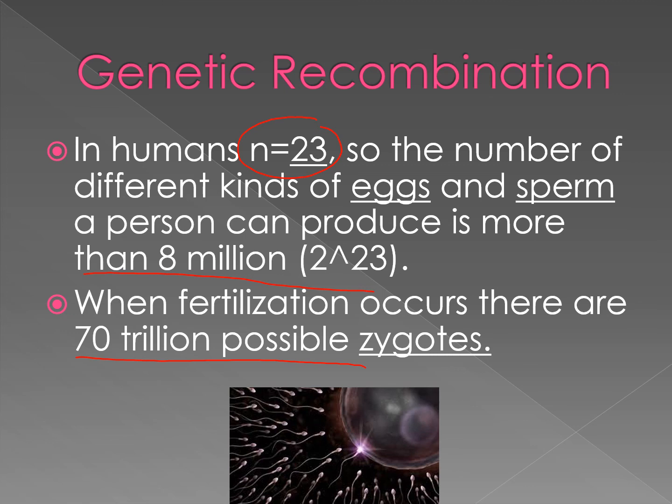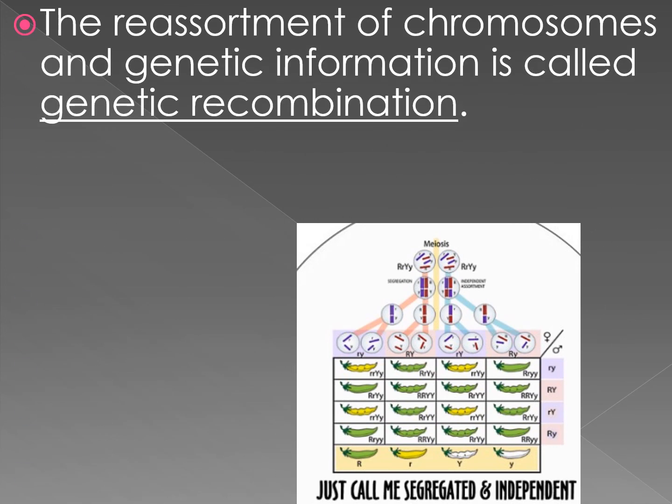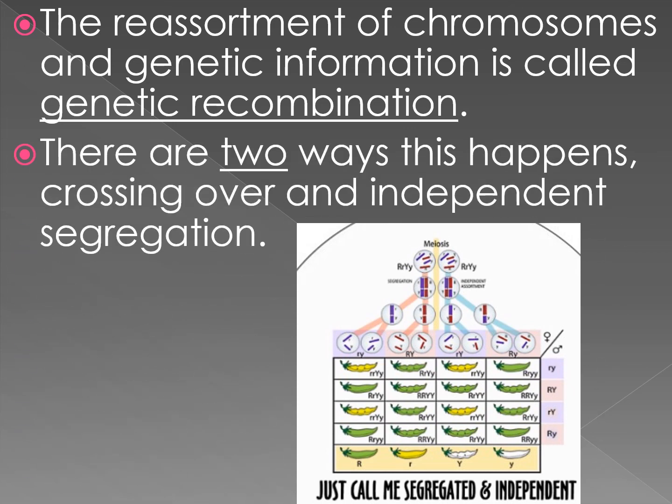We can't even imagine what we would look like if we had a bigger nose or bigger lips or red hair, blonde hair, blue eyes. We could have looked 70 trillion different ways, but you came out special and looked the way that you look. This right here is called genetic recombination. This is the reassortment of chromosomes. Basically, you might have got blue eyes from your mom, green eyes from your dad, and maybe black hair. There are two ways this happens, and it happens because of crossing over and independent segregation.